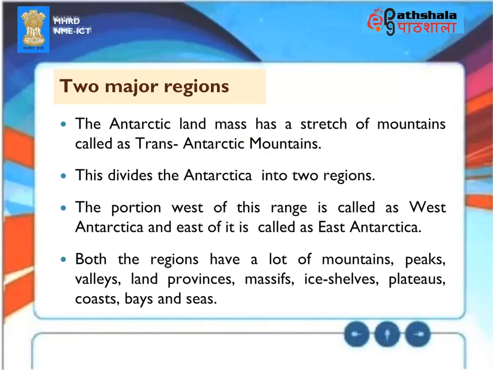Two major regions. The Antarctic landmass has a stretch of mountains called the Transantarctic Mountains. This divides Antarctica into two regions. The portion west of this range is called West Antarctica, and east of it is called East Antarctica. Both the regions have a lot of mountains, peaks, valleys, land provinces, massifs, ice shelves, plateaus, coasts, bays and seas.